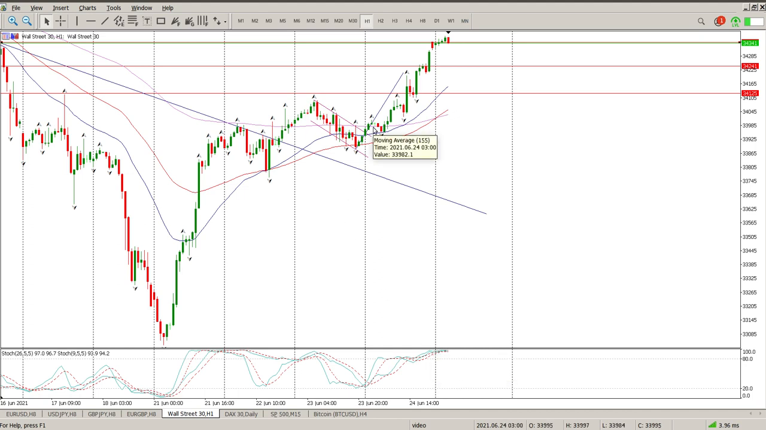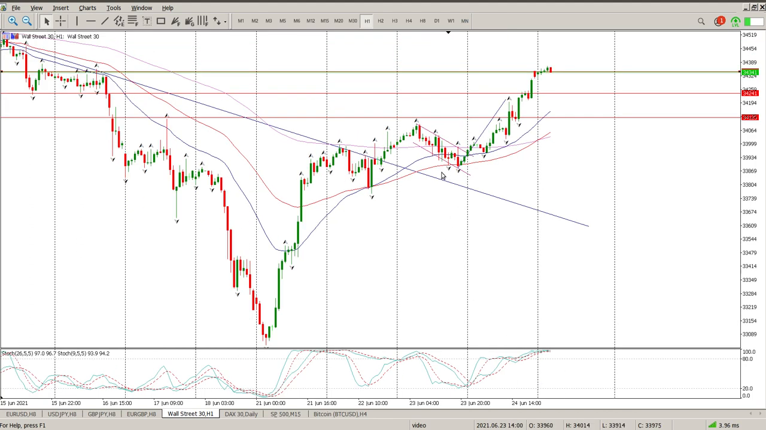We do have a crossover of the moving average, which is fairly interesting, and we also have an inverse head and shoulders or cup and handle validation. So there is a shoulder, and there is a head, or alternatively this is the cup all the way to there, and this is the handle. It doesn't matter which way you look at it. 34,125 is the area you would like to pay attention to.